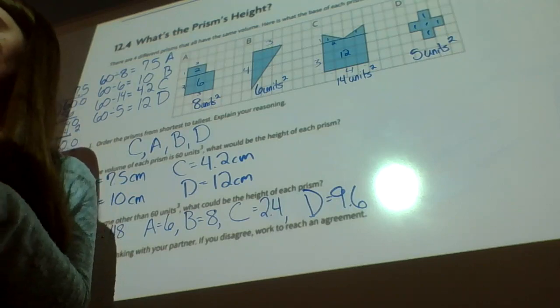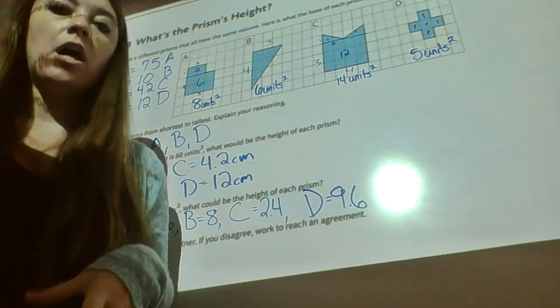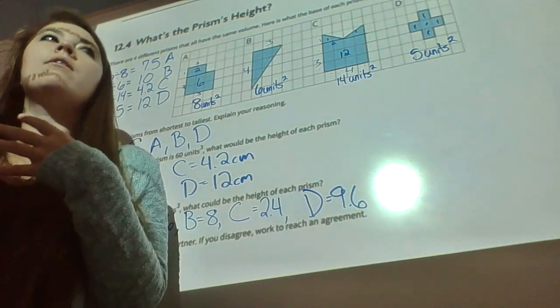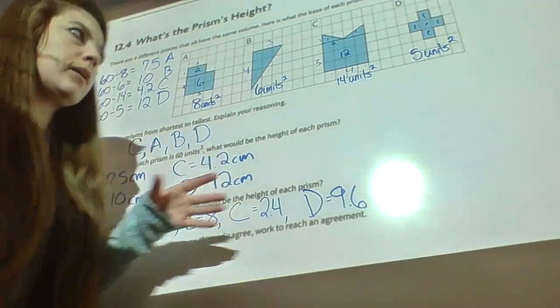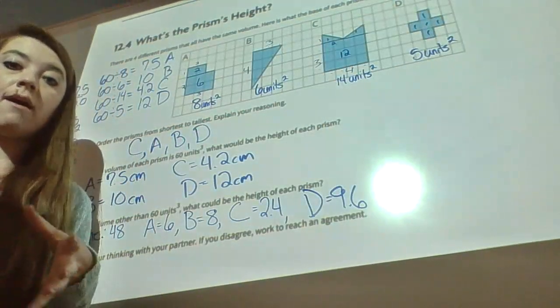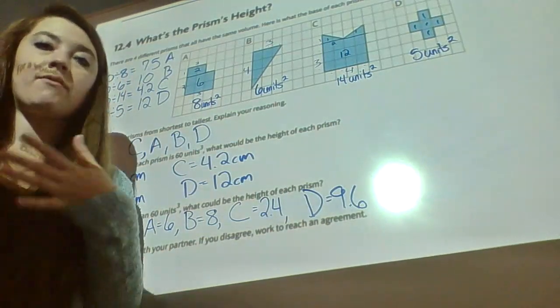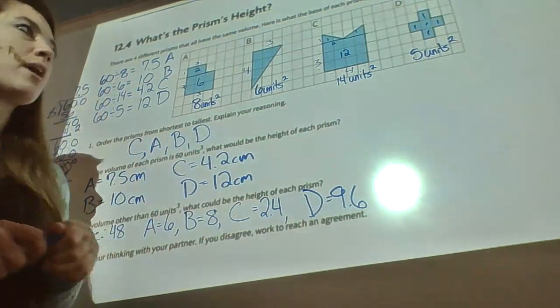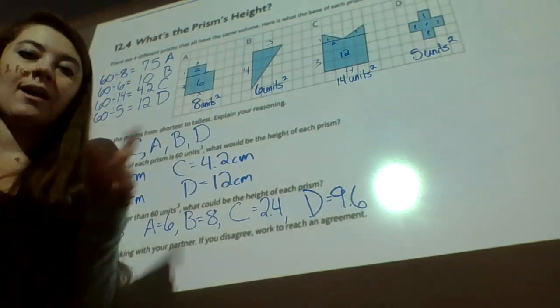All right. So your keyword for this lesson is volume. Volume is all about taking, like I've said, your base area, so finding the area of the base, and then multiplying it by whatever your height may be. So that's what you guys are looking at doing in this.